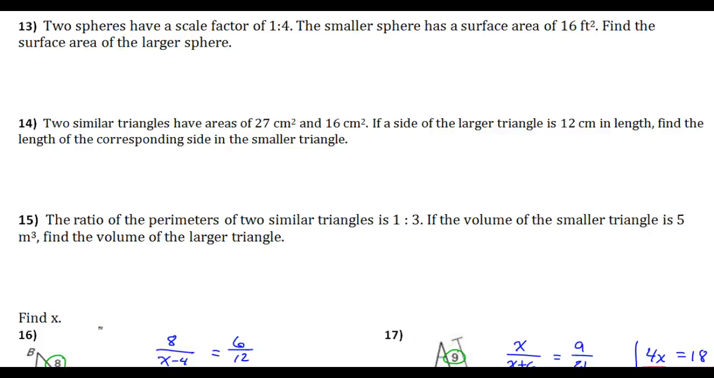Alright, in this video, we're going to look at how to use the scale factor to find area and volume. Just because the scale factor is, say, 1 to 4, that doesn't mean that the area scale factor is going to be 1 to 4, or the volume scale factor. In fact, let's go to the black screen for a second.